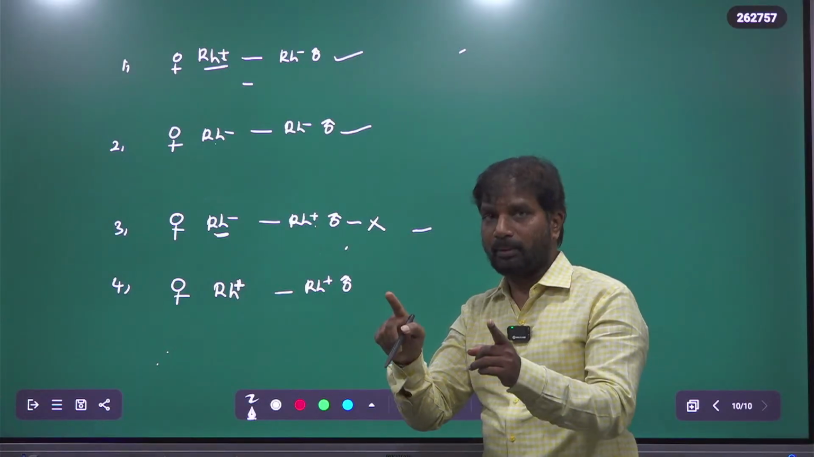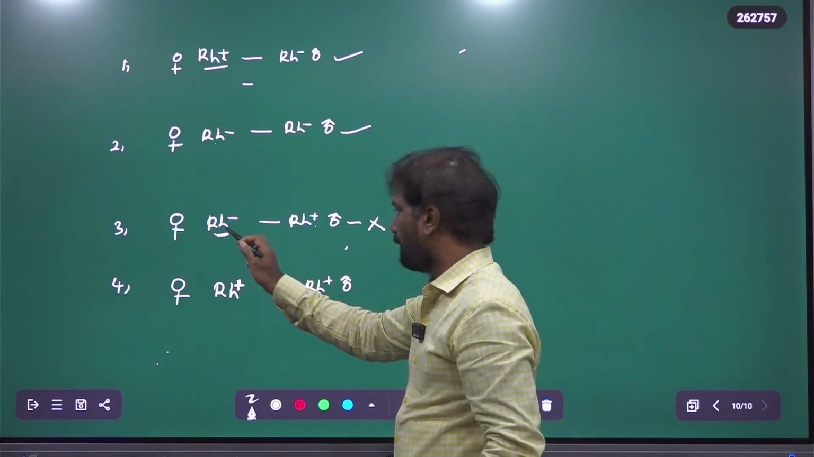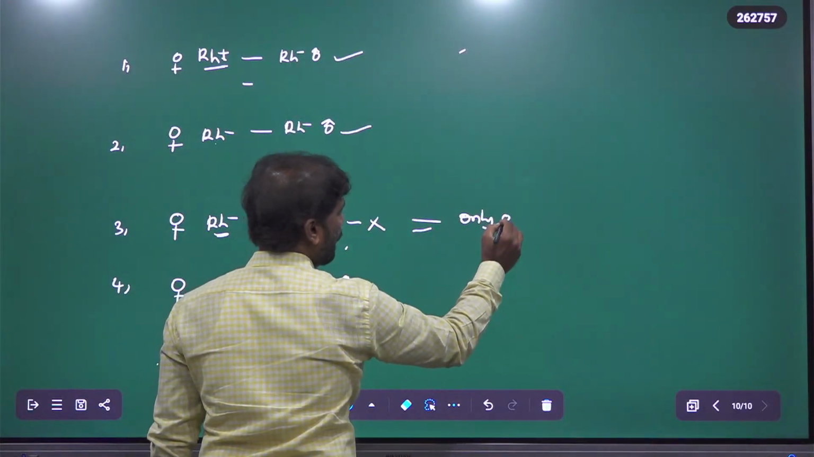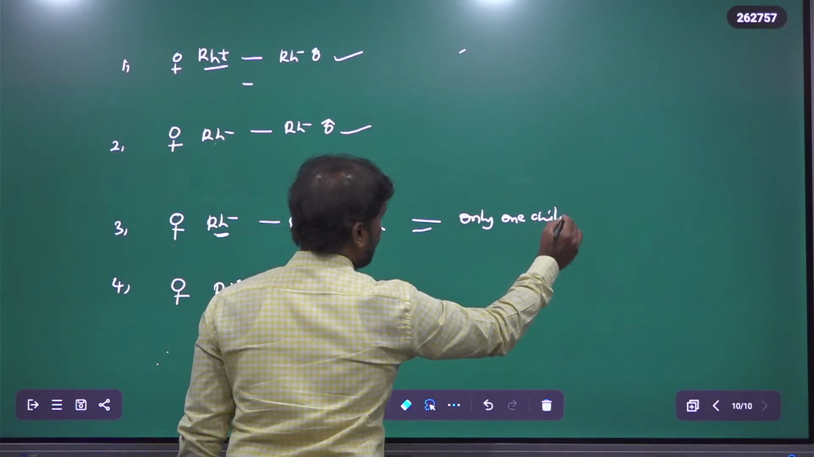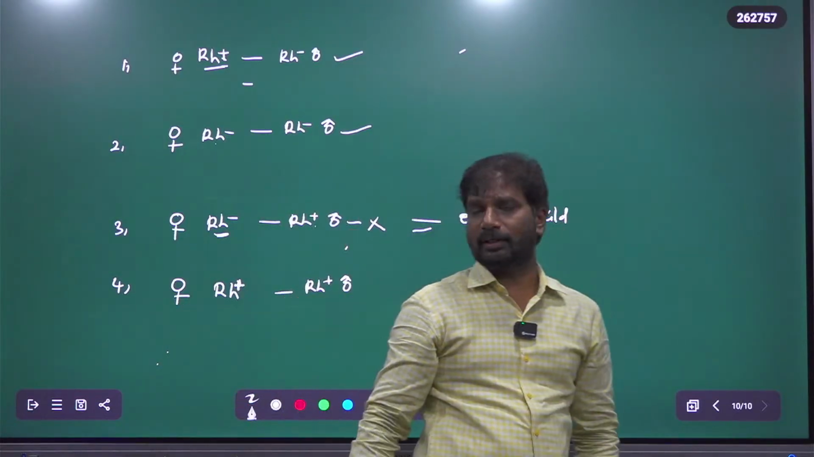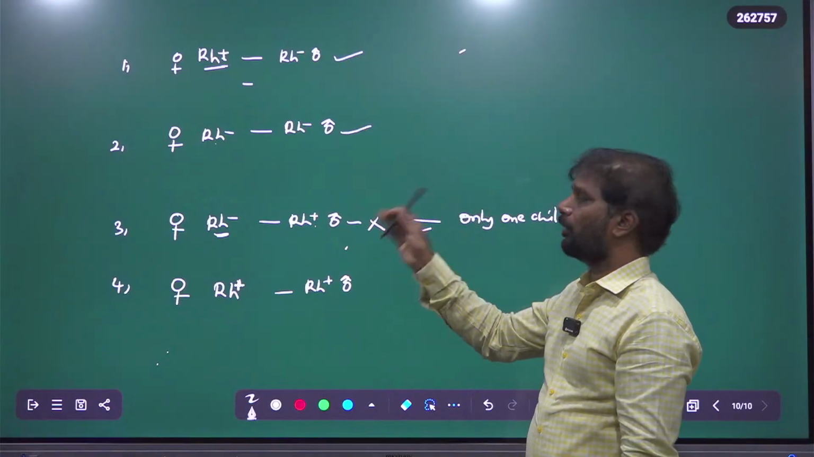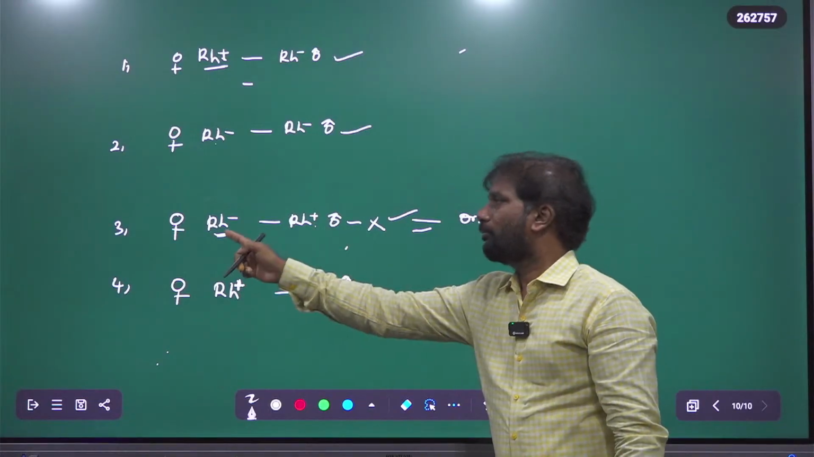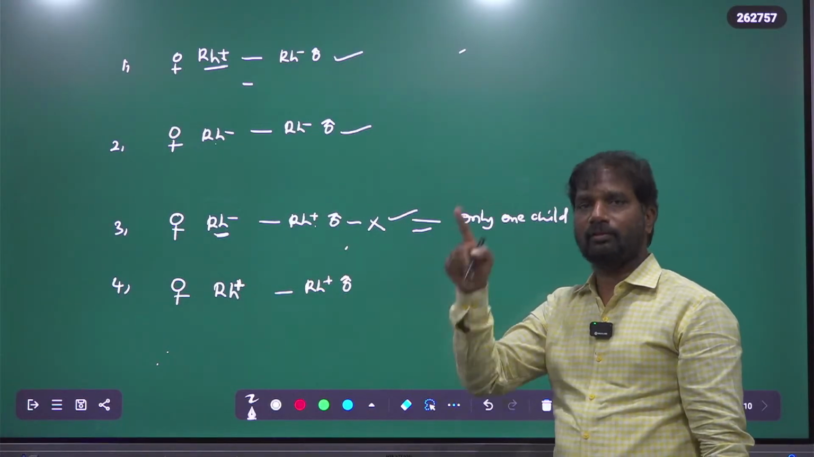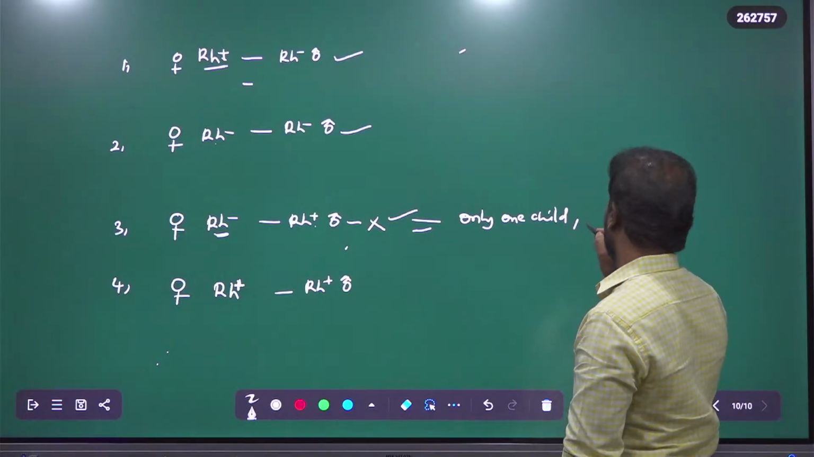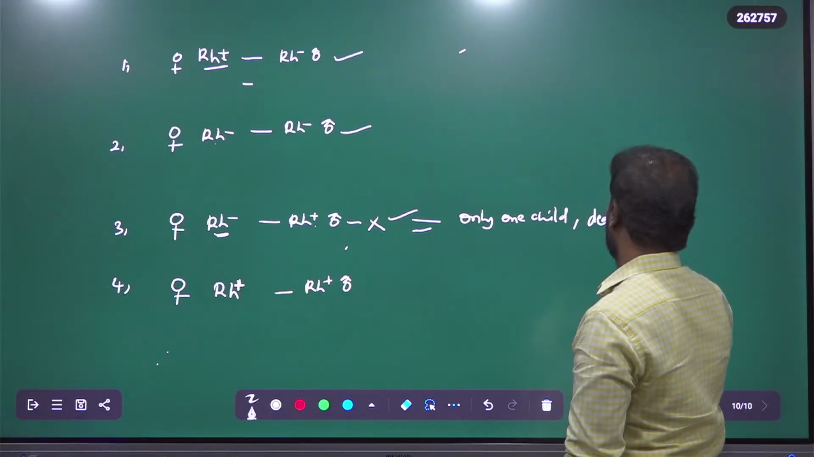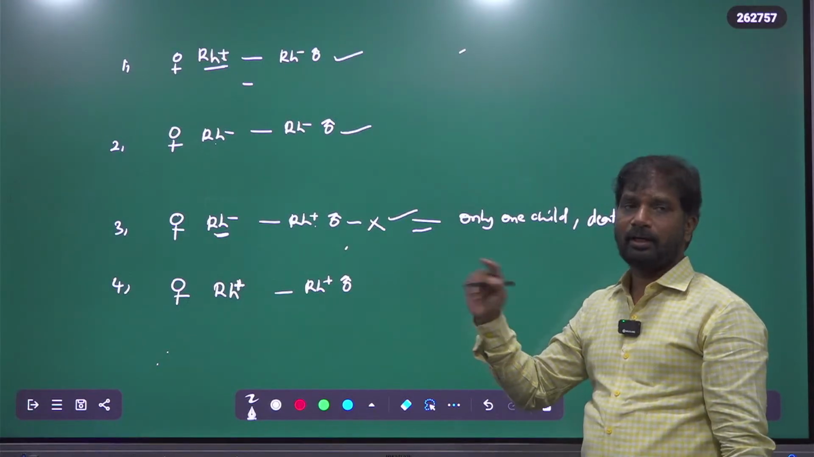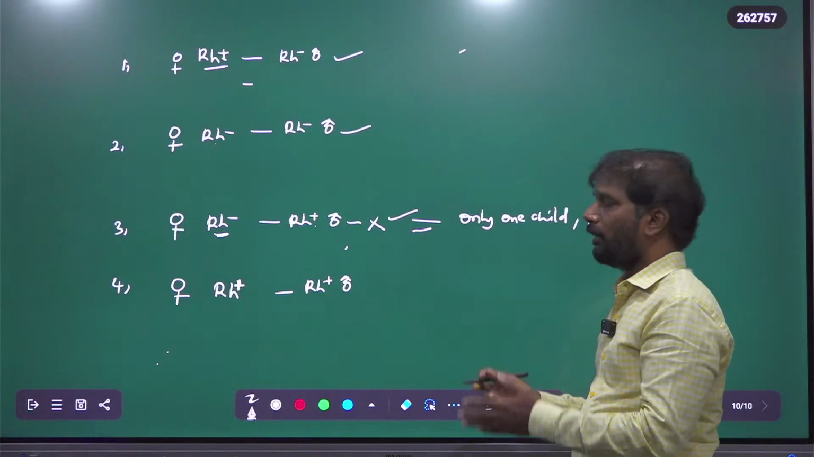But it is acceptable in one situation. When is it acceptable? When the couple decides to have only one child. They do not want a second child, so it will be acceptable. But conditions apply. When the couple wants a second child, the second child will lead to death. We have already discussed how the second child will lead to death.